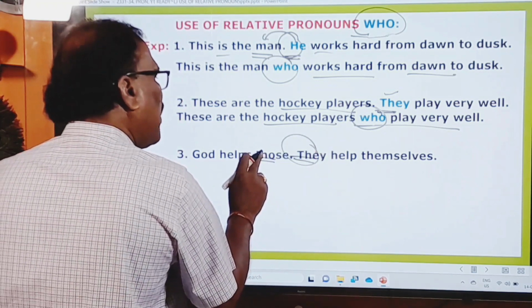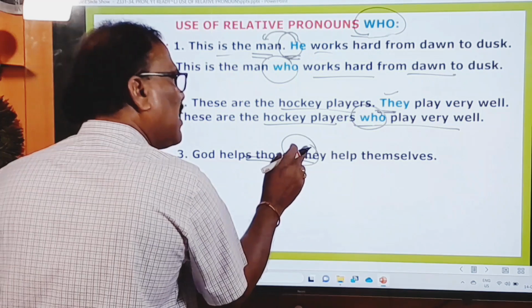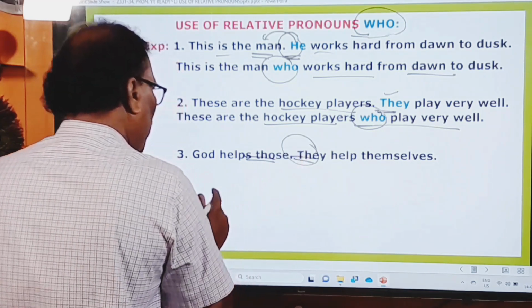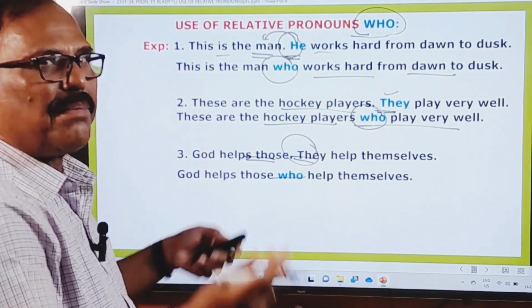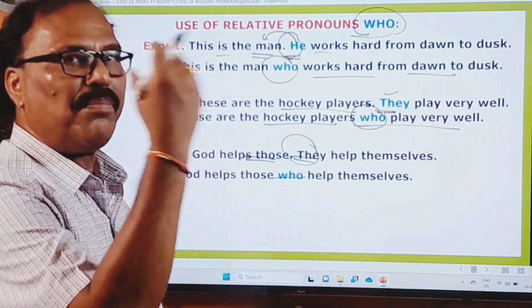Okay, you are referring to them by the pronoun they. They is in the subjective case. Okay, so then what is that? Yes, God helps those who help themselves. God helps only those people that help themselves, who help themselves, right?